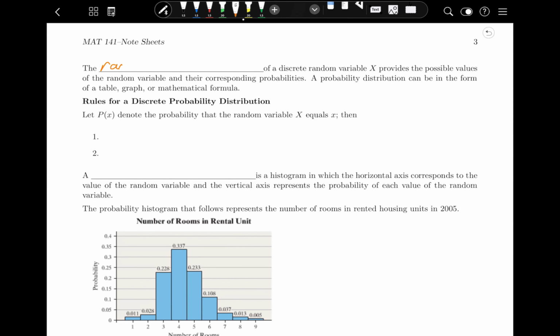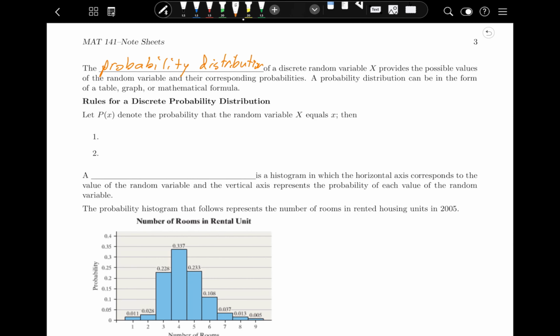A probability distribution. The probability distribution of a discrete random variable x provides the possible values of the random variable and their corresponding probabilities. A probability distribution can be in the form of a table, graph, or mathematical formula.